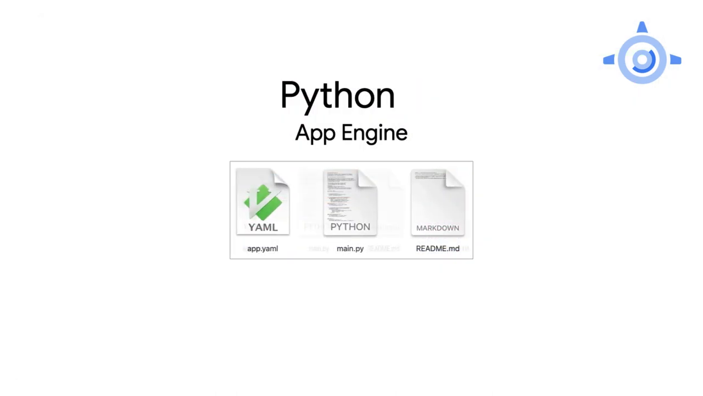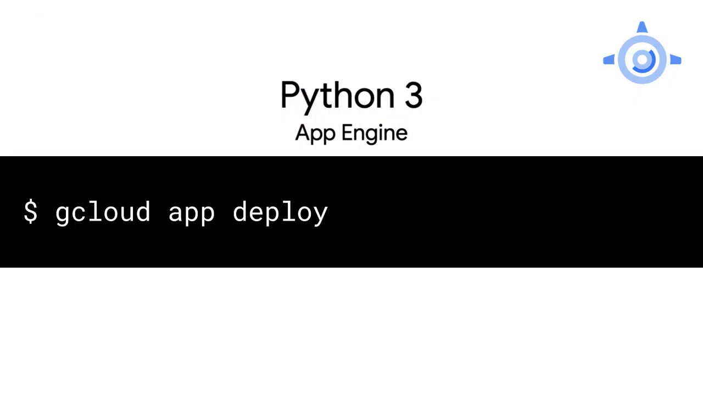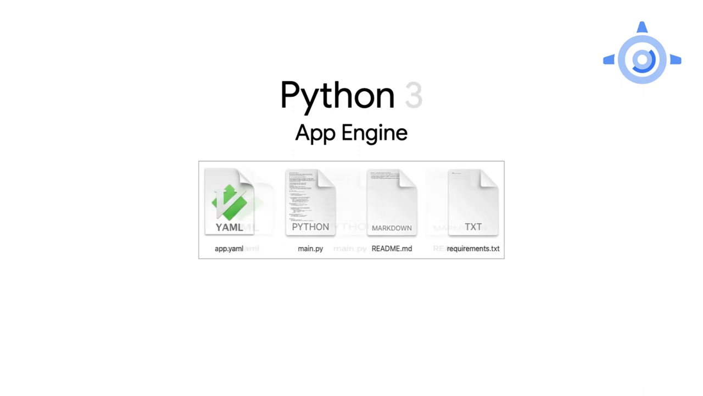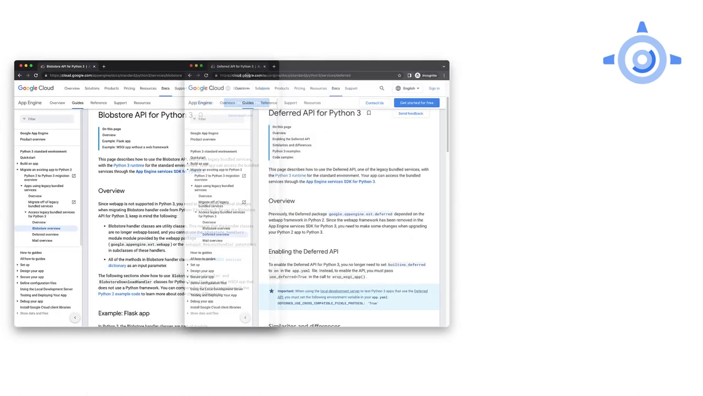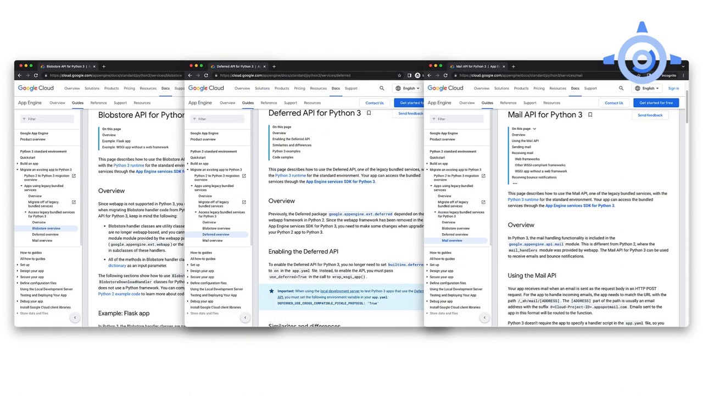Like the others, deploy either Python 2 or 3 versions of this app, then email your app, and now you've got that next big thing that goes viral. For today, our journey is done. Now you know how to use the Blobstore, Deferred, and Mail bundled services in both Python 2 and 3.